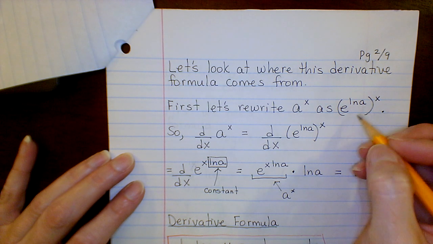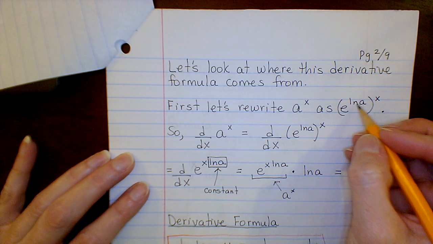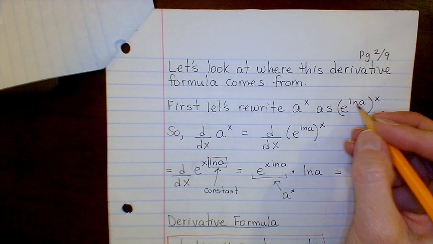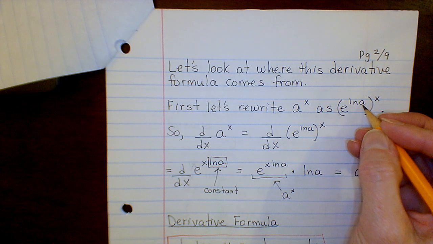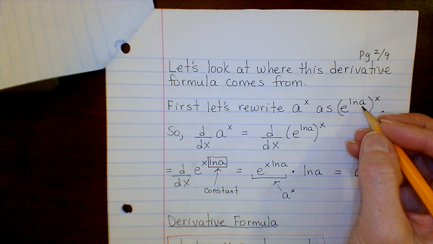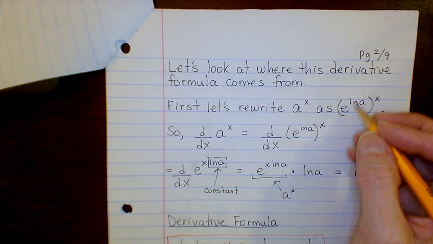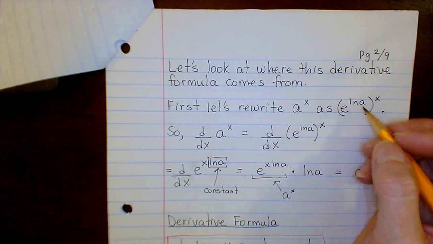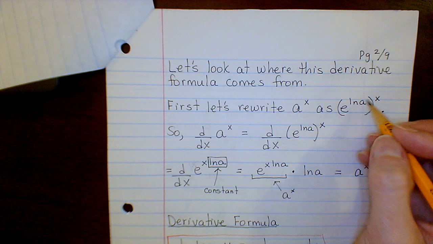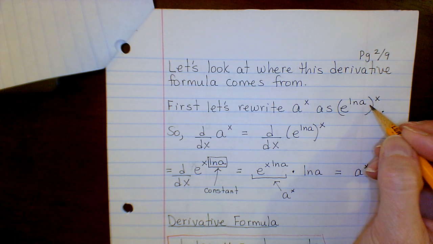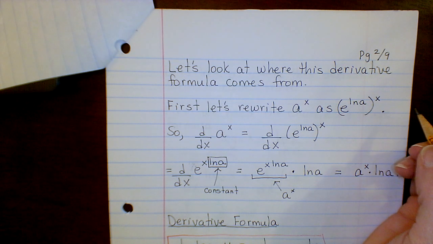Remember back in section 5.1, we talked about how e and ln were inverse functions. So e to the ln of something is just that thing. Just like the natural log of e to something is just that thing. The e and the ln are inverses. They undo each other. So this is just a much more complicated way of writing a, but we need that. I'll show you why.